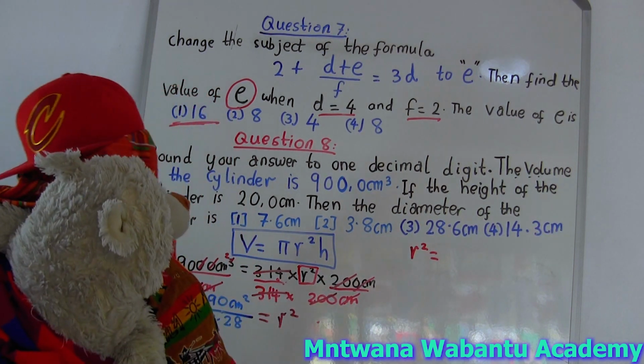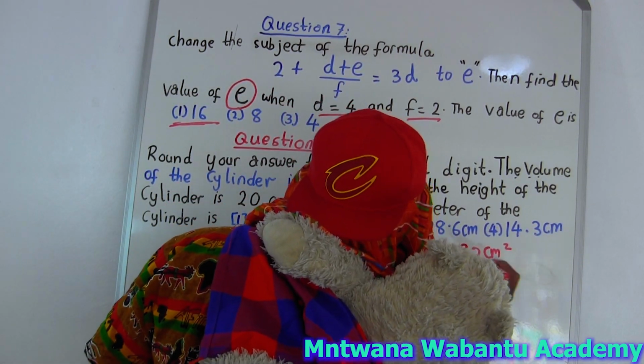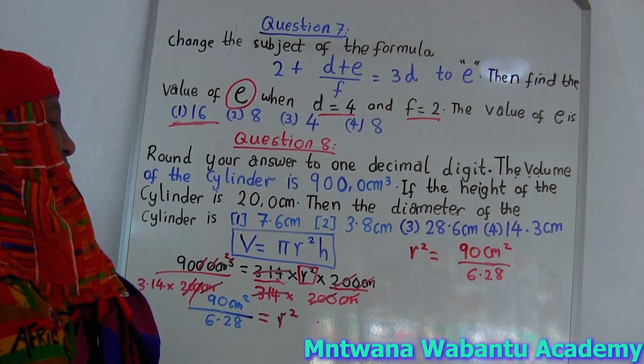We're going to do it later, no worry. So now we have 90 over 6.28. We approximate only once. You see what I'm saying? Okay, so you want to get the radius.